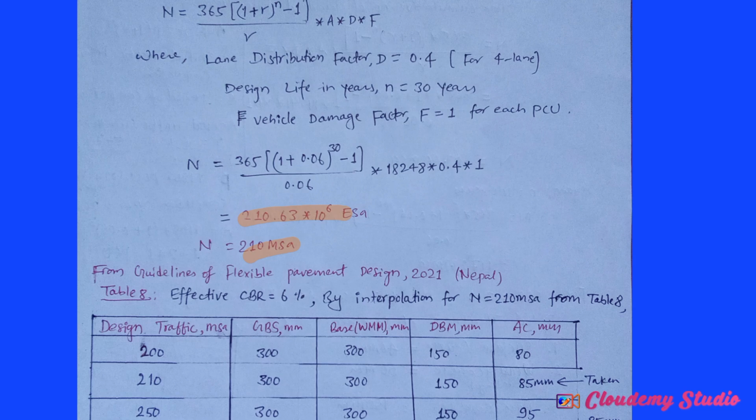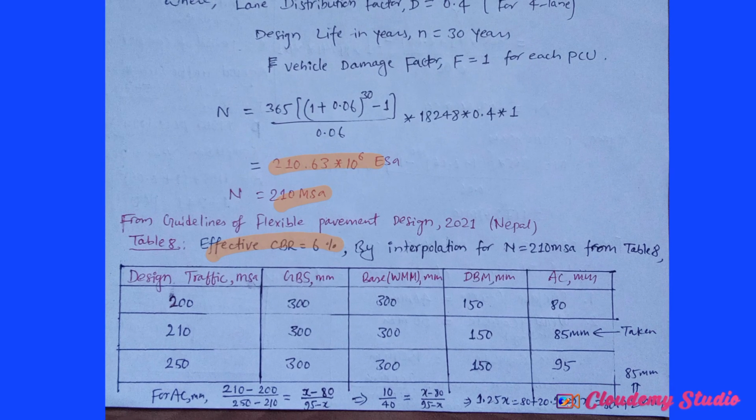And for this standard axle load and effective CBR 6%, we are going to obtain the thickness of pavement from the Guidelines for Flexible Pavement Design 2021. From table 8, we get the thickness of different layers of road pavement as follows in this table.